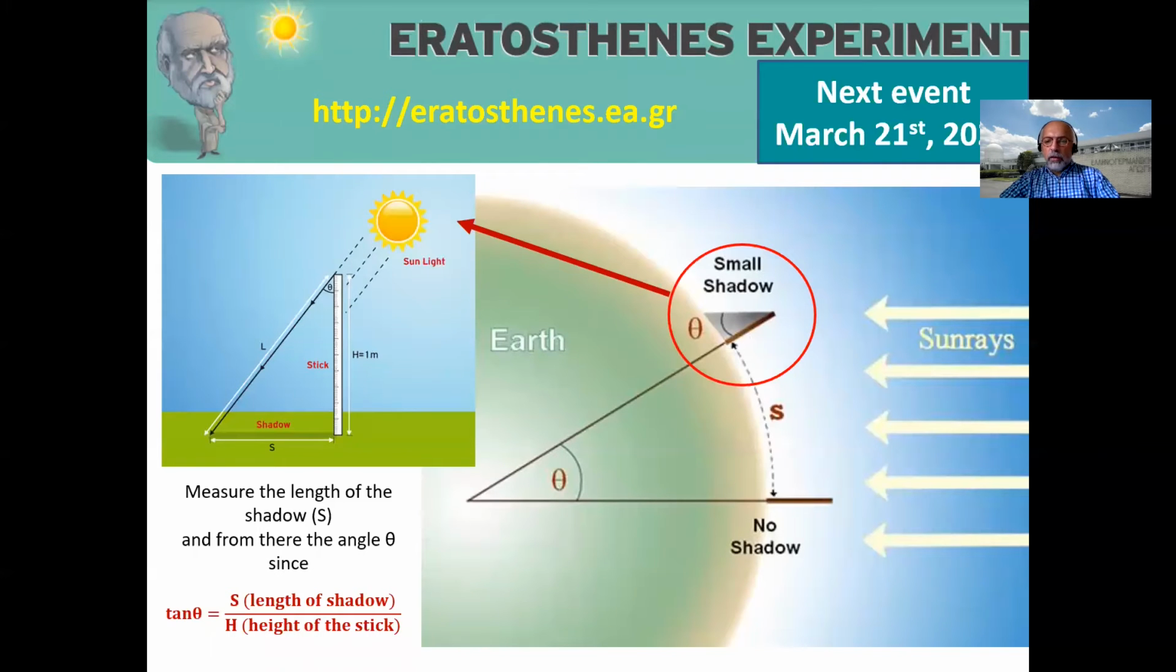So we can use the equator as Syene, in a similar way that Eratosthenes did his experiment. We have a post, we measure the shadow of the post at local noon, and we can find this angle theta that corresponds to the distance between our school and the equator. And from that, in a similar way, you can find the radius of the Earth.